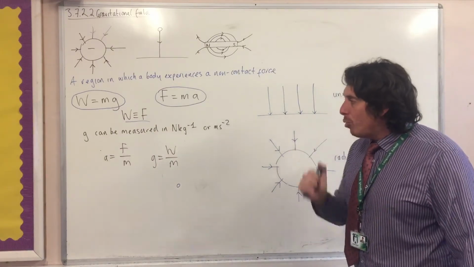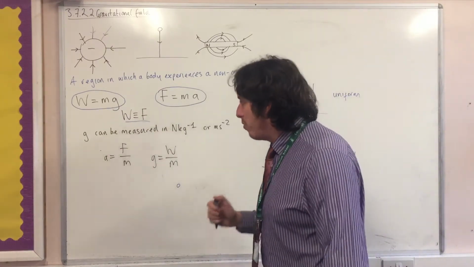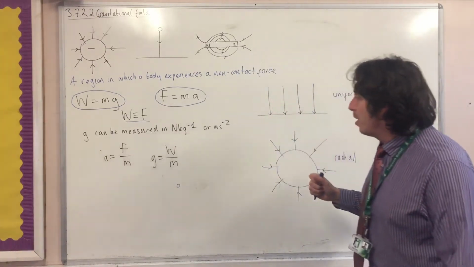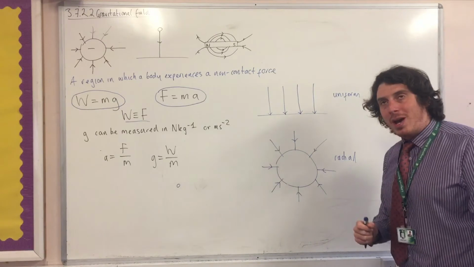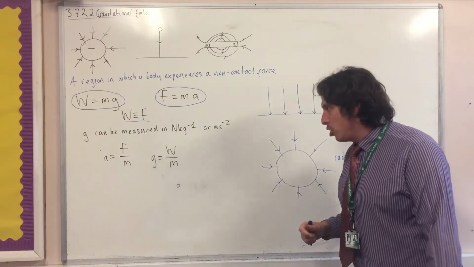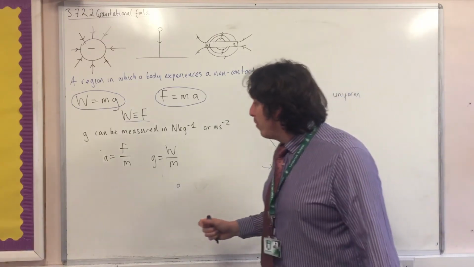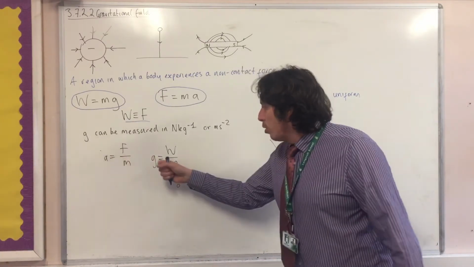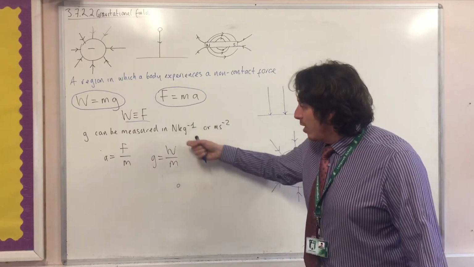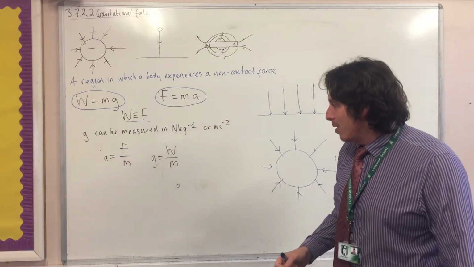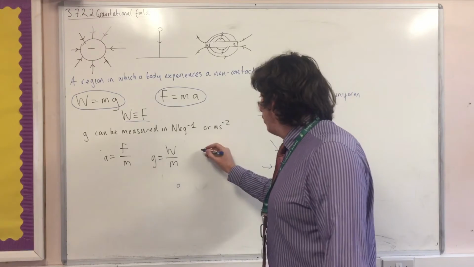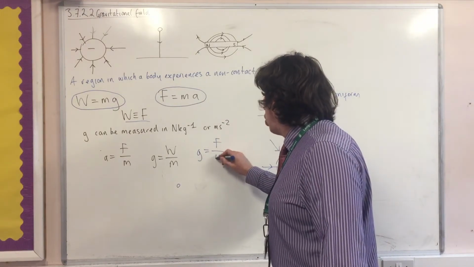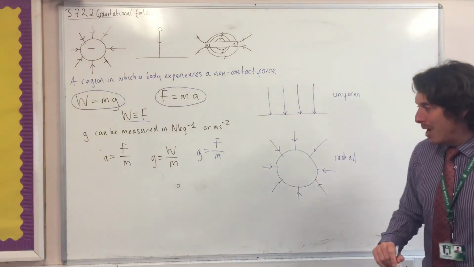So gravity, or gravitational field strength rather, has got two specific units. It can either be measured in newtons per kilogram or meters per second squared, as this is the unit for acceleration. So if we rearrange both of these equations, acceleration is force divided by mass. Gravity, or gravitational field strength, is weight divided by mass. So by definition, gravitational field strength is force or weight divided by mass.